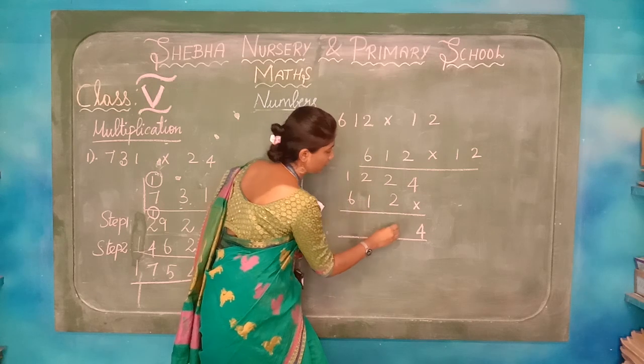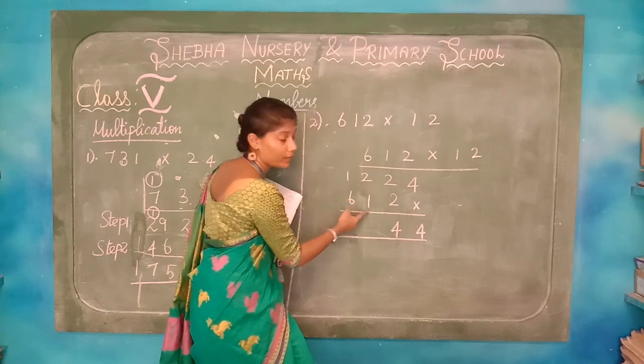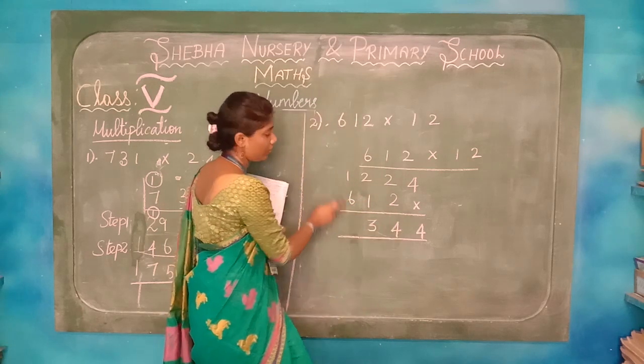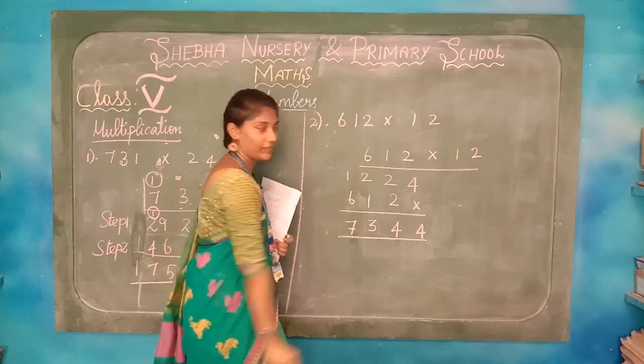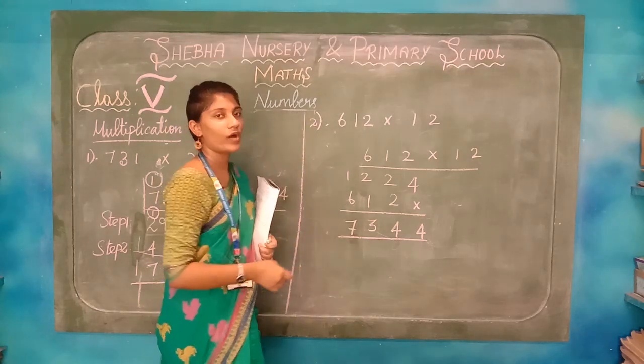2 plus 2, 4, 2 plus 1, 3, 1 plus 6, 7. Okay children, this sum was over.